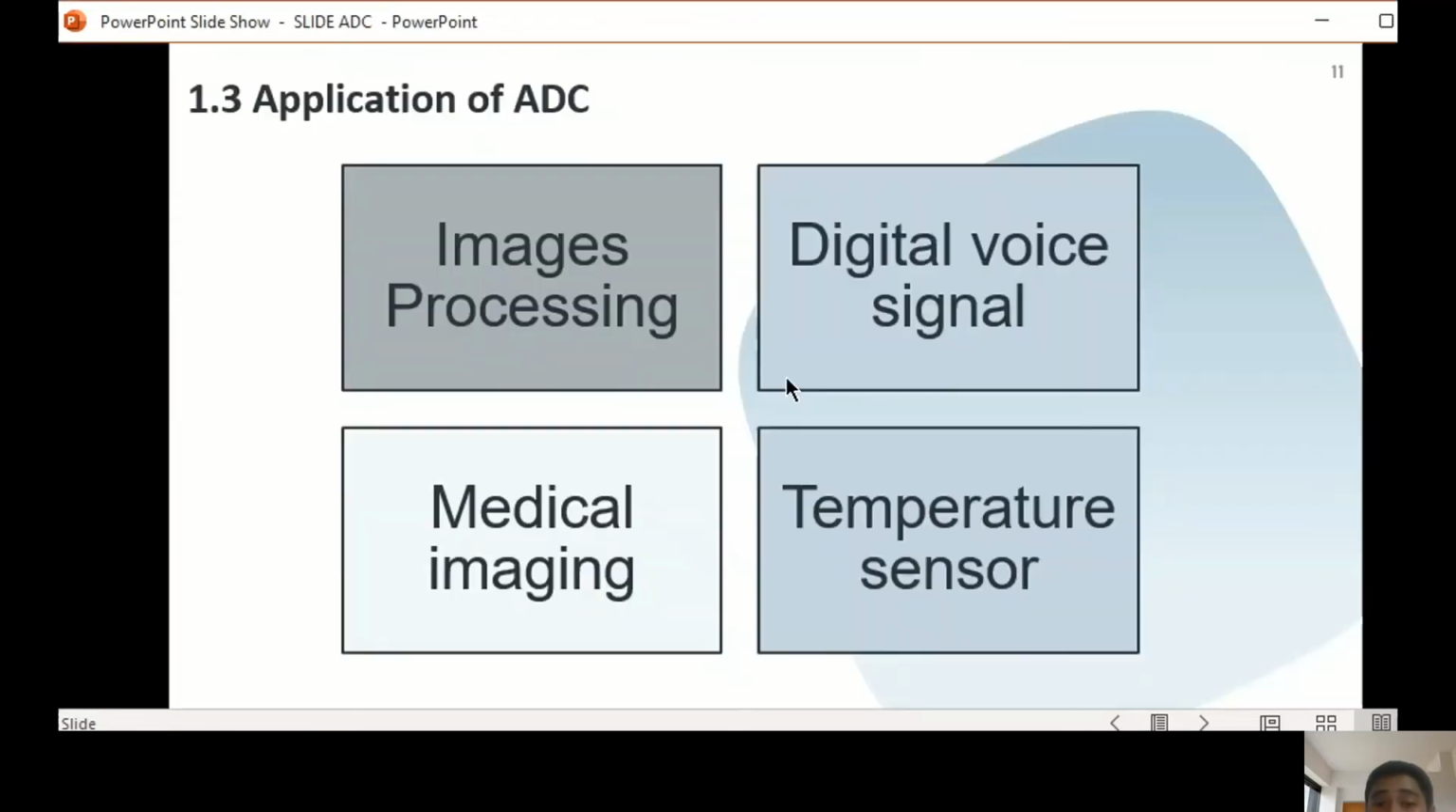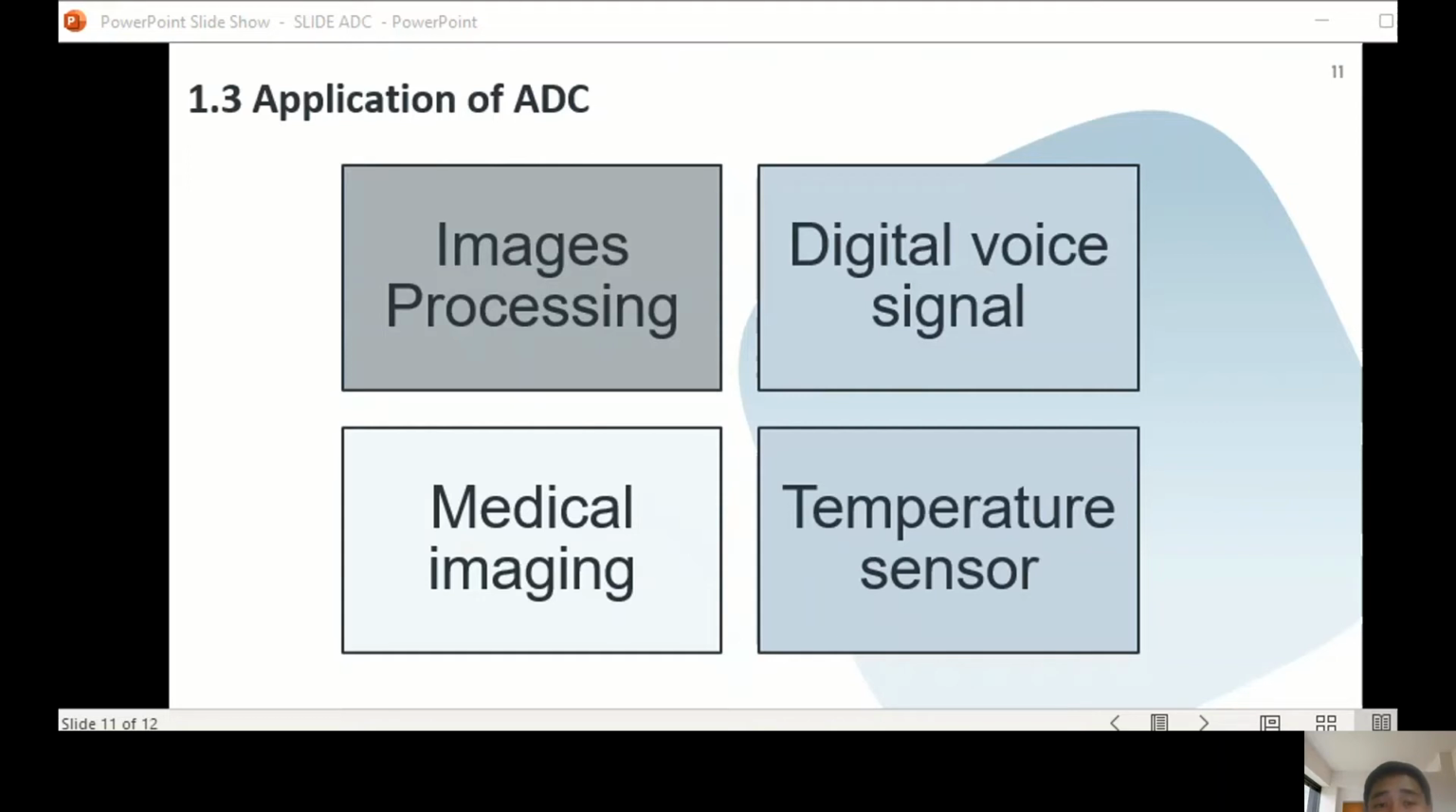Then we move to the next part, which is applications of ADC. There are many applications of ADC in real life, as it benefits to ease the human work as we are dependent on digital devices. Not every signal is digital, but most of them are analog. Since then, ADC is used to convert the signal to digital to be processed.